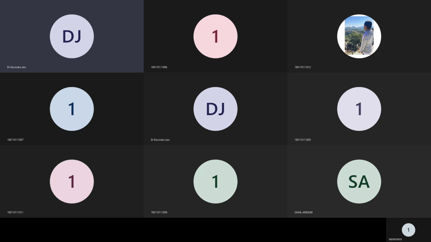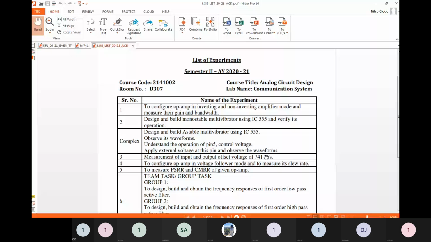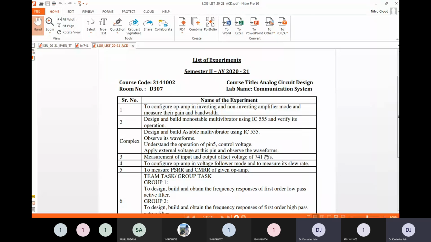The screen comprises a list of experiments for this particular subject. I hope my screen is visible to all of you. Please respond. Yes, sir. Okay. So, as you are aware, we are dealing with the analog circuit design lab of 1A11. In this lab, we will be basically focusing on two important components. One is the operational amplifier, that is IC741, or commonly known as op-amp. And the second main component of the whole laboratory would be the 555 timer.